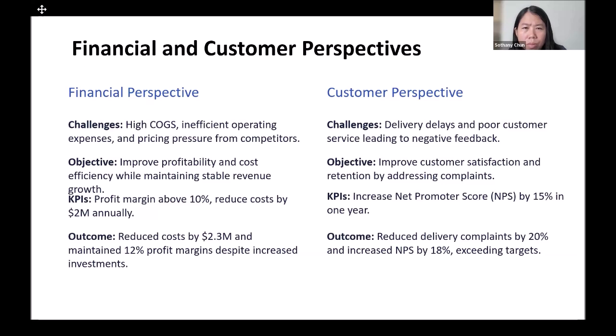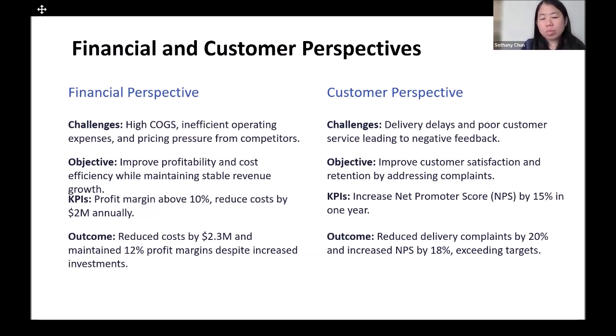And let's go to the customer perspective. For the customer perspective, the company meets customer dissatisfaction: delivery delay and poor customer service lead to negative feedback. And the objective of the company is to improve customer satisfaction and retention by addressing complaints on delivery delay, or we can say, enhance customer experience and loyalty to counter online competitors. And why is this important? Because customers were dissatisfied with slow delivery times and felt that the company's products were falling behind competitors.